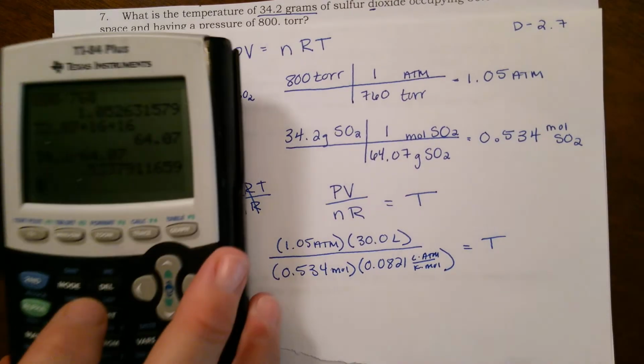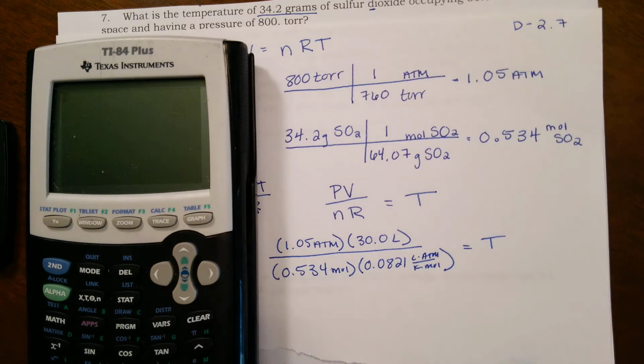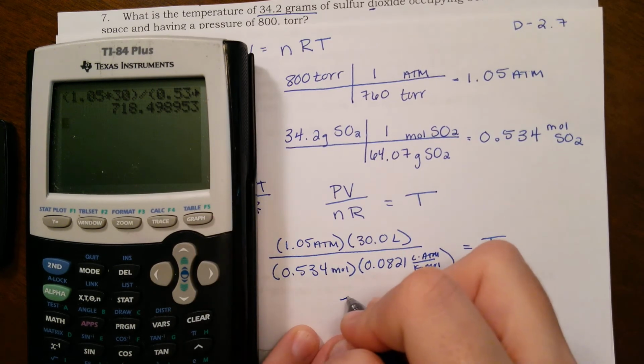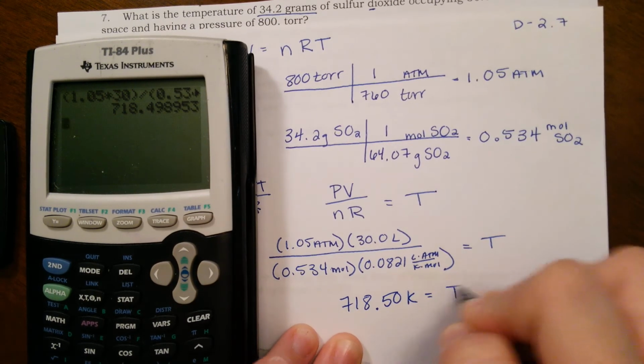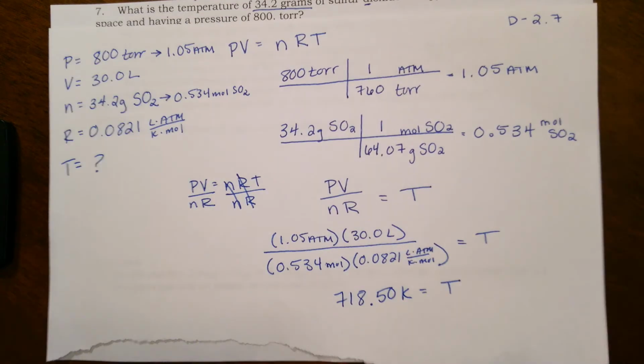So let's go ahead and plug that in. The big thing with this is make sure you're always using those parentheses. So open up those parentheses to plug in the top. 1.05 times 30. Close parentheses, there's our whole top. Divided by, open up those parentheses for the bottom, 0.534 times 0.0821, our gas constant, close parentheses for the bottom, hit enter, and we get our temperature is 718.50 Kelvin.